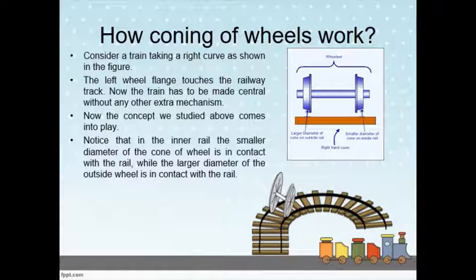Now the concept we studied above comes into play. Notice that on the inner rail, the smaller diameter of the cone of the wheel is in contact with the rail, while the larger diameter of the outside wheel is in contact with the rail. When the above scenario is exaggerated for more understanding, it looks something like this figure.